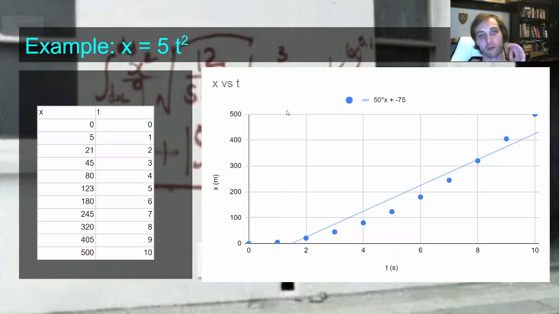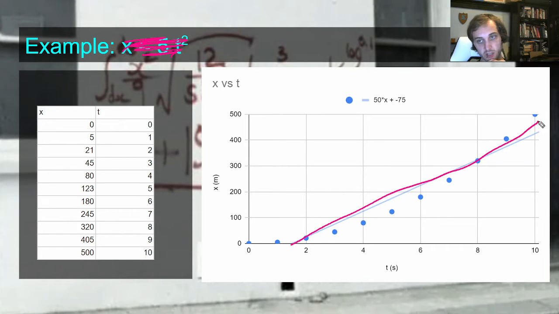The core idea, or the core premise here, is that if you graph different data, or if you manipulate your data before you graph it, then the graph will look different. So for example, say we start out with some data, and our data is from the equation x is equal to 5t squared. Now let's say I don't know that that's my equation, but I do know that the graph looks like this.